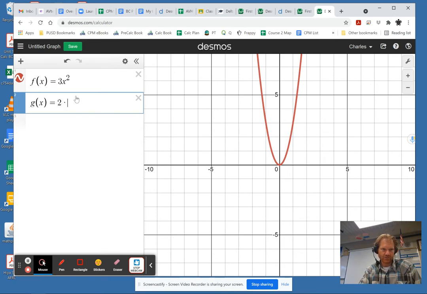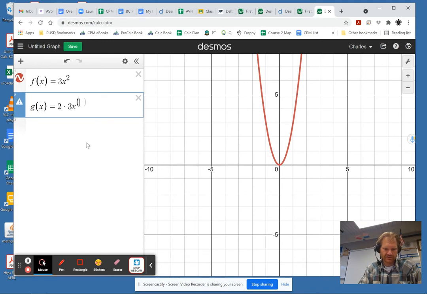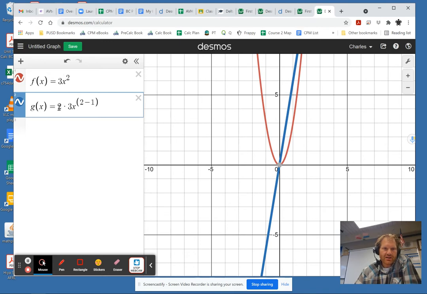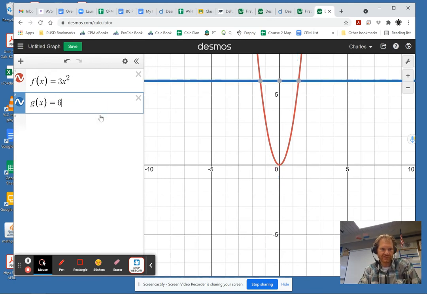It's going to be 2 times 3x raised to the 2 minus 1. Okay, so what I do is I take this 2 right here, I bring it down, and then I subtract 1 from the power. And what is an easier way of saying this? Well, this would be 6x to the first power, so 6x.